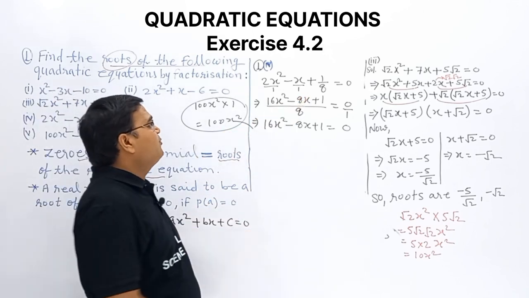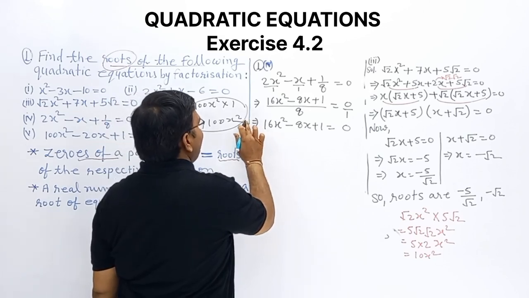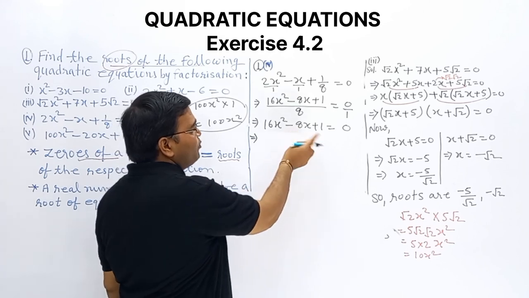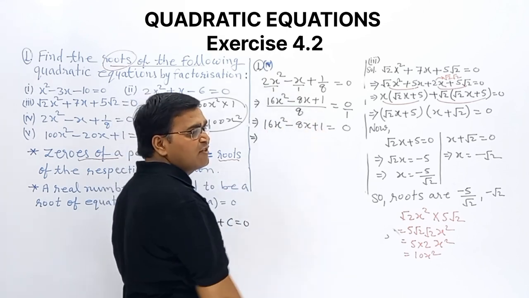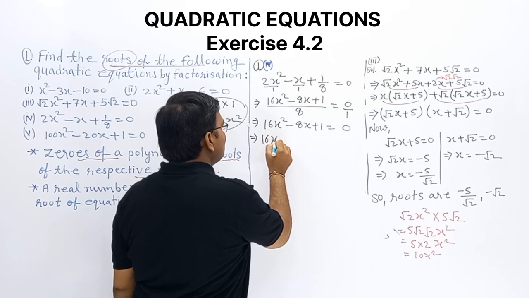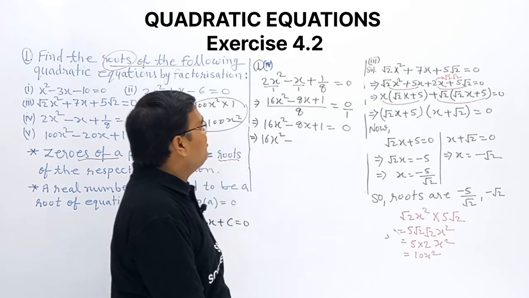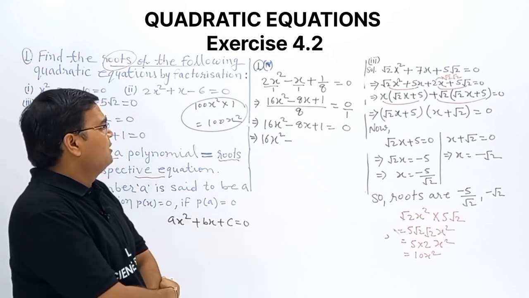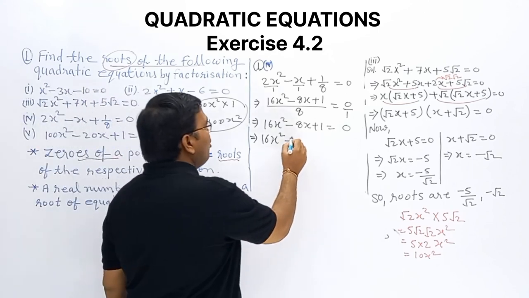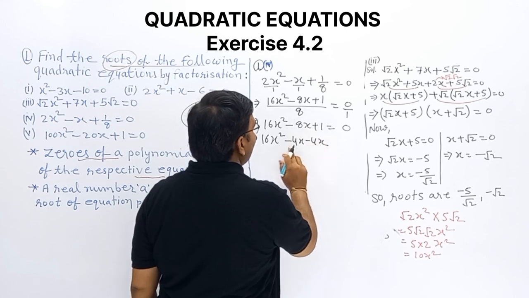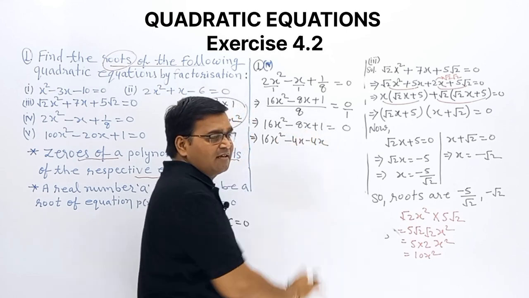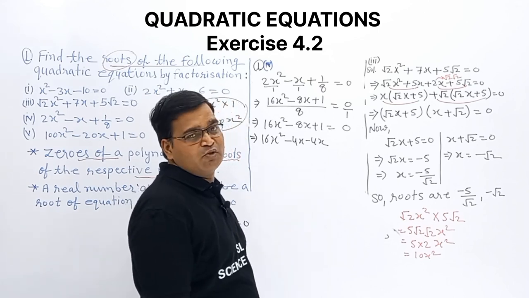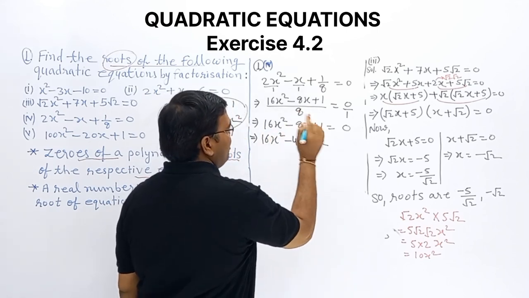Now the same process we will follow. Split this term into two parts. The sum will be this one and the product of both should be the product of the first and last terms. 16x square minus 8x can be written as minus 4x minus 4x, and the product is plus 4 into 4, 16, x into x, x square, which is 16x square, first and last product.